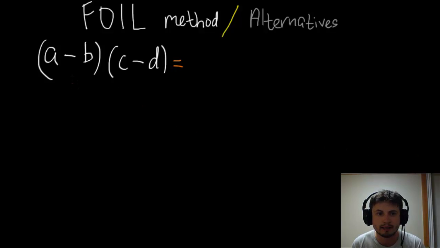So A times C, that's the first value, gives us AC. Then A times D, so this is minus AD. And I'm just following the FOIL rule as it's been taught to me by my teachers. Then you have minus B times C, and then minus B times D. Oops, B times D. All right, so let's see if this is correct.